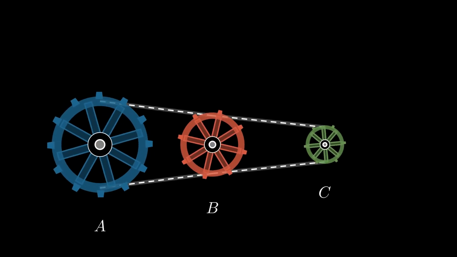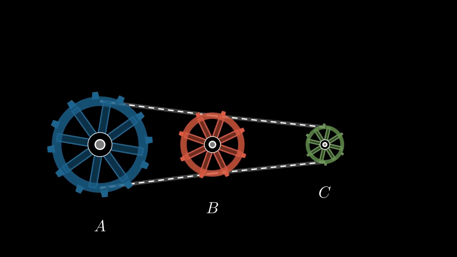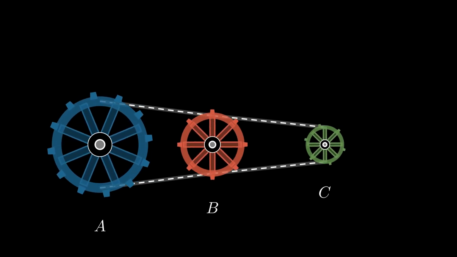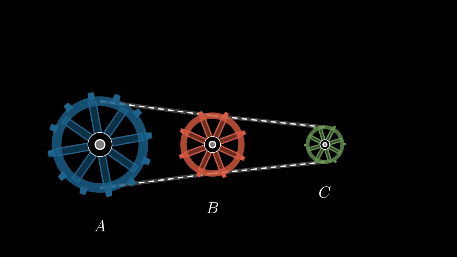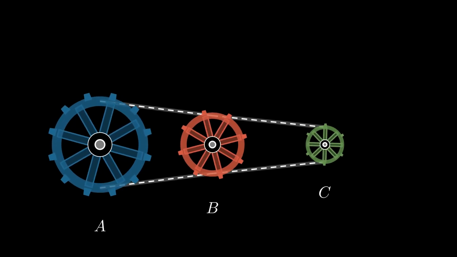How do we bridge the gap between abstract variables? We use the chain rule. Think of it like a gear train. As gear A spins, it drives gear B, which in turn drives gear C. It's a single connected chain reaction.